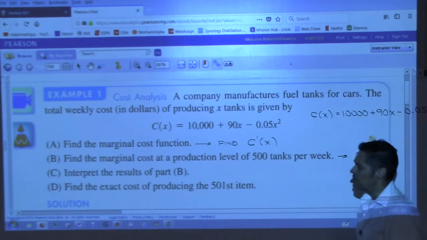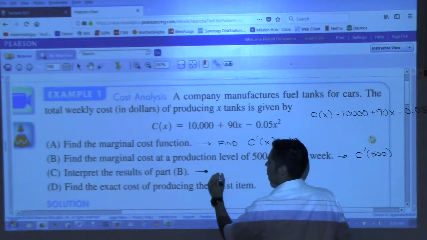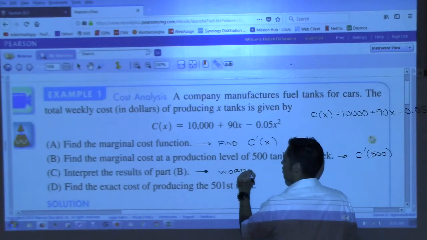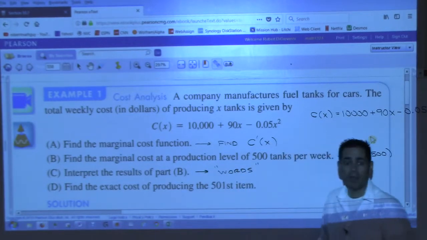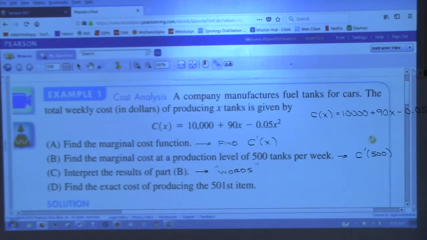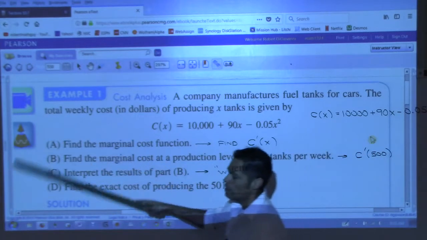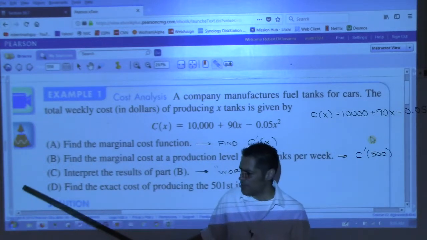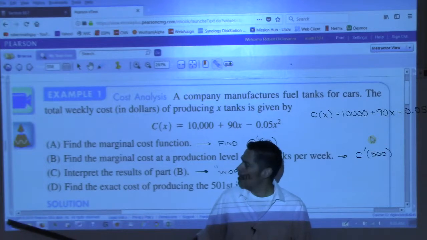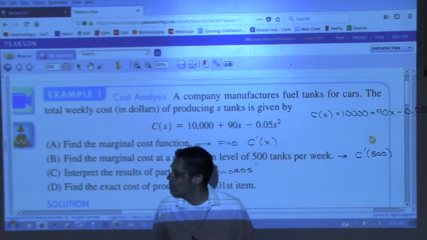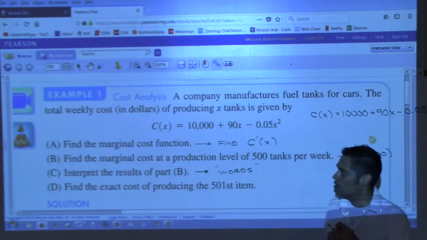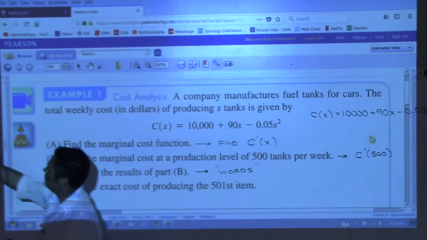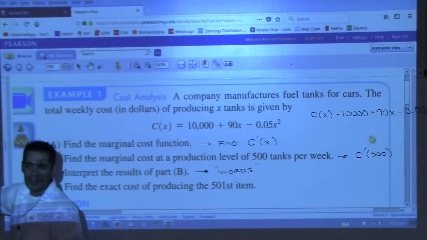And then it says, part C, interpret the results. So we basically need to explain, in words, what the result means, all right? And then it says, find the exact cost of producing the 501st tank or item. So I put some formulas over here that we had, I think 2 classes ago. One of them is for exact cost. The exact cost of creating the x plus 1 item is C of x plus 1 minus C of x.